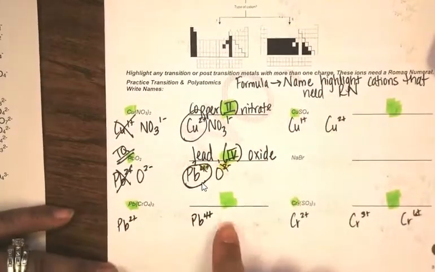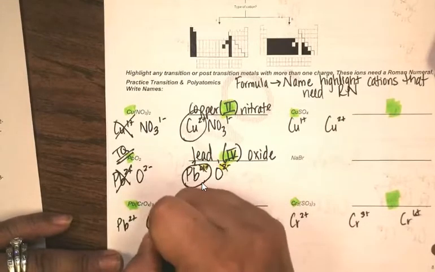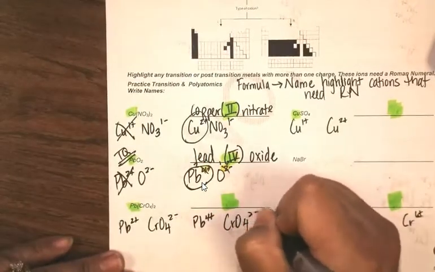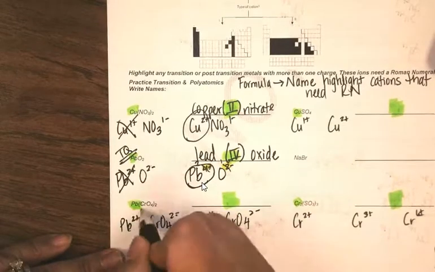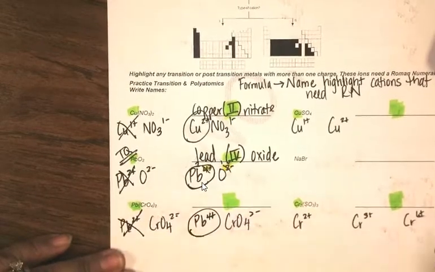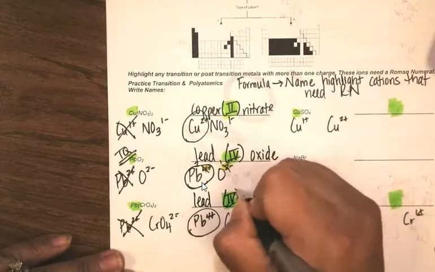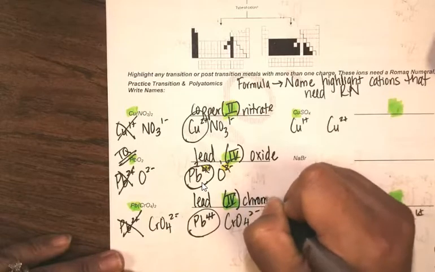Let's do this one since we're looking at Pb again. Here, this is chromate, CrO4 2-. That's this one here. Here's that one, right? 1 to 1, it'd be PbCrO4, so it's not that one. It must be this one. So this is lead, Roman numeral 4, and then CrO4 is chromate.